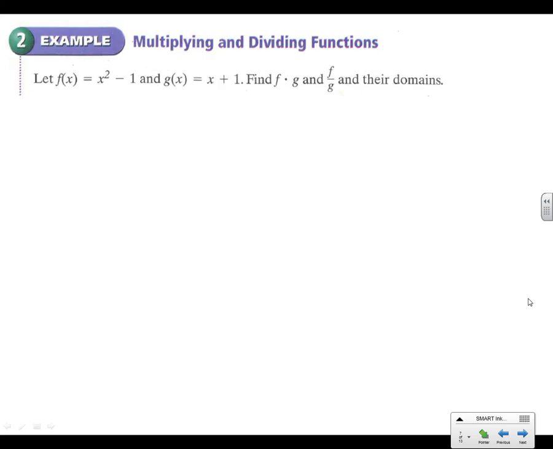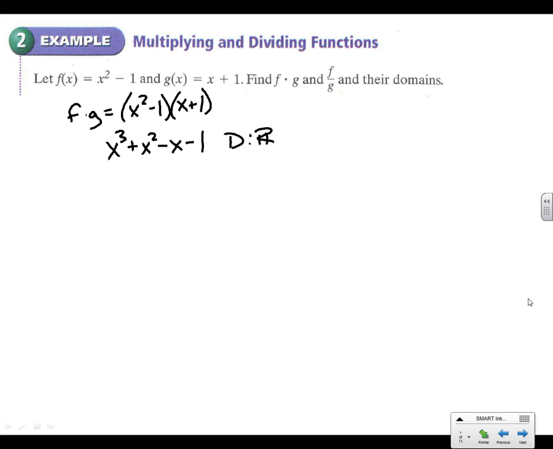All right, multiplying and dividing. So f times g, we'll do that first. So we're going to FOIL here. X squared minus 1 times x plus 1, just substituting in the functions of f and g. And first, x cubed, outside, x squared, inside, negative x, and last, minus 1. Is there any number we could not plug in for x? Nope, we could use everything. So the domain is all real.